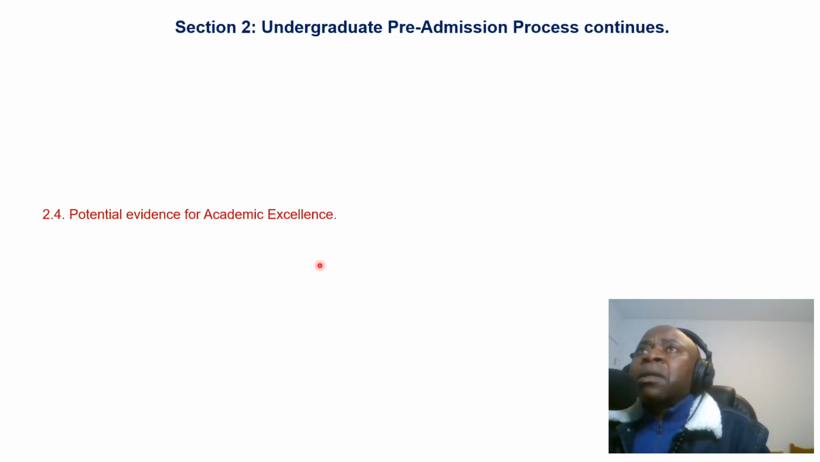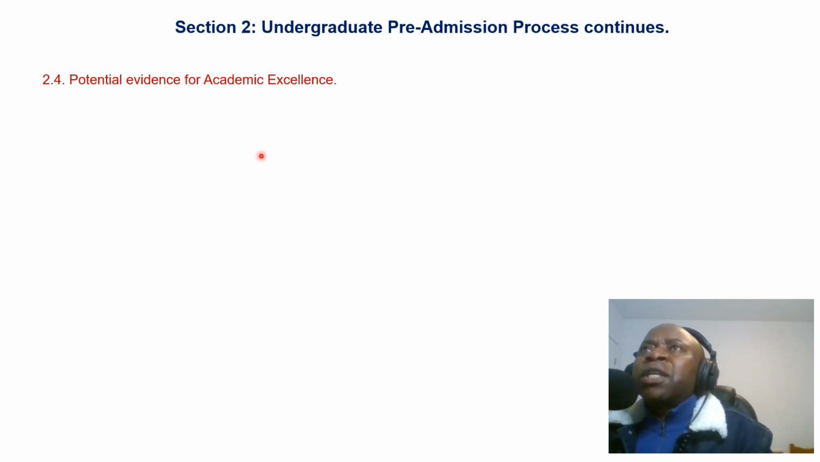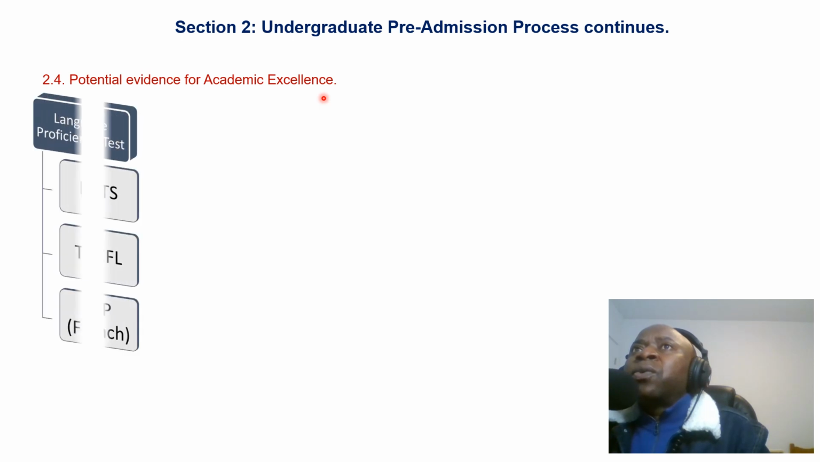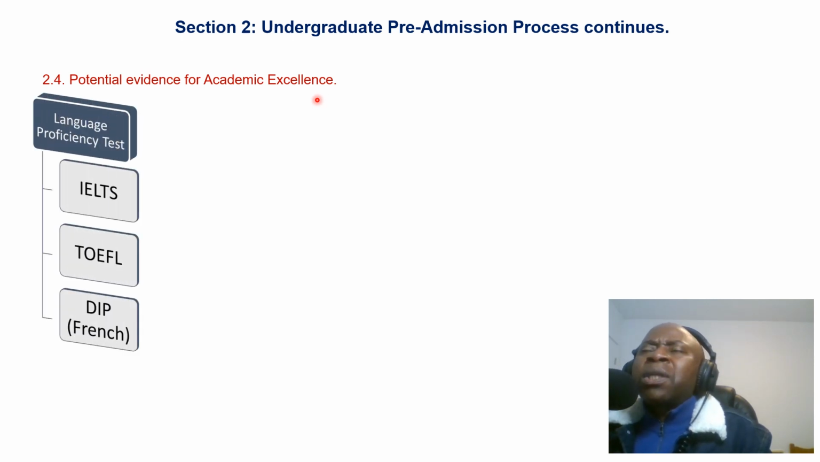Then we'll be looking at potential evidence for academic excellence. So the number 1 is language proficiency test. For English, the 2 most popular ones, there are others, IELTS, TOEFL. Then for French, DELF. There are others, we'll still see them later.